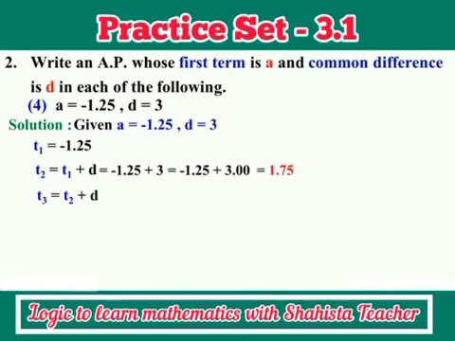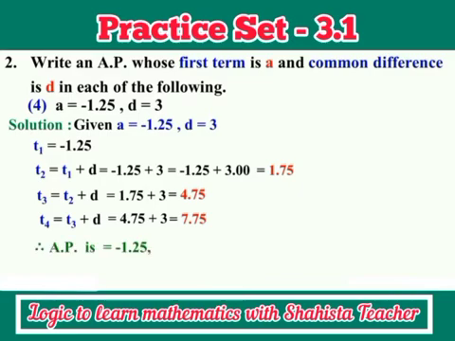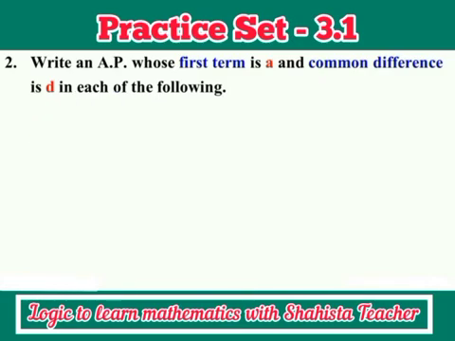T3 is equal to T2 plus D. So here 1.75 plus 3 gives us 4.75. T4 is equal to T3 plus D. So 4.75 plus 3 gives 7.75. The AP is minus 1.25, 1.75, 4.75, 7.75. Is that clear? Now let's solve sub question 5.